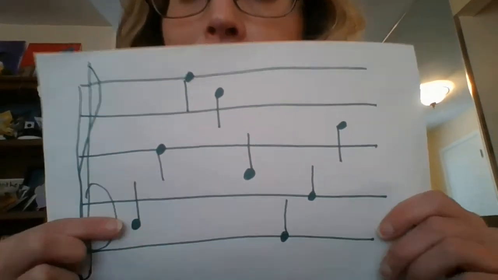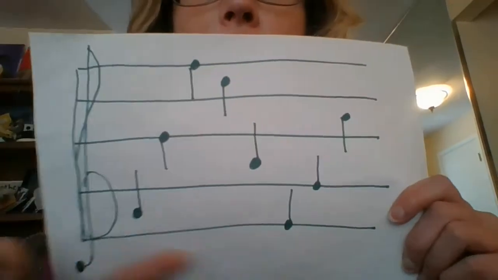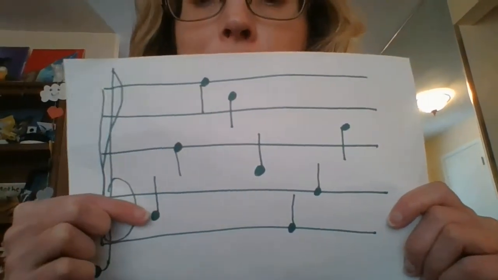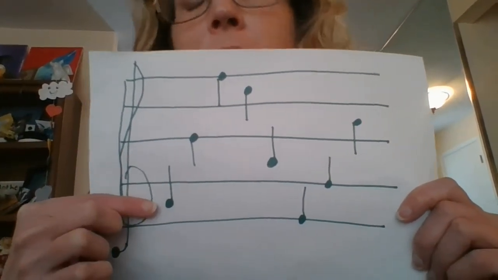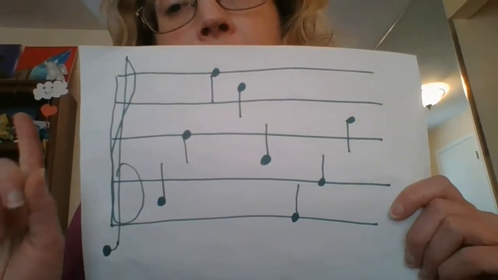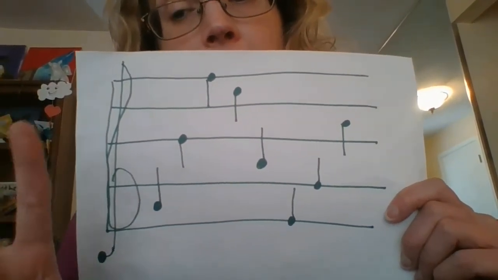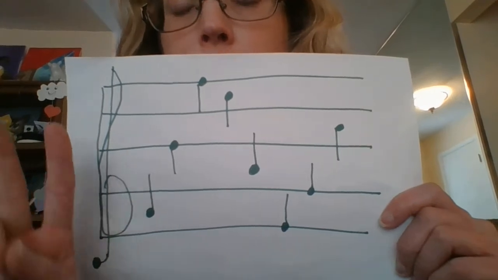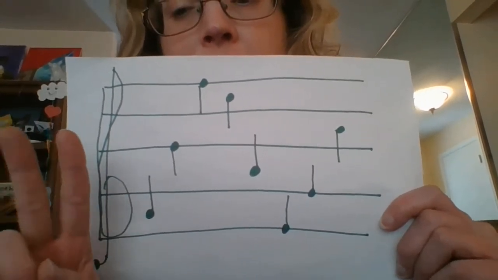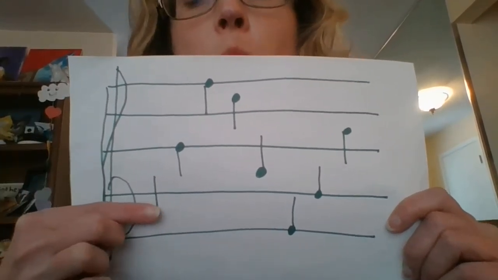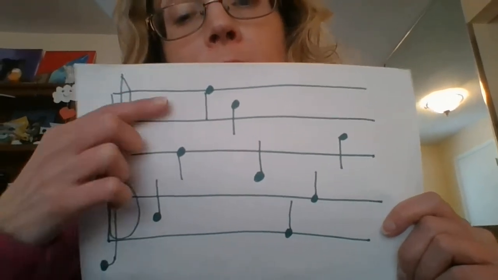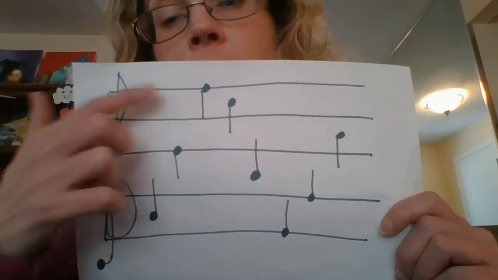What about this one? What letter name would it be? We know that all of these are quarter notes, but what letter name would this one be? Think of the words. First, think of it as a line or space note. Second, think which phrase do you use? Every girl bats double fastballs, or F-A-C-E. And then think what letter name, how it occurs in the phrase.